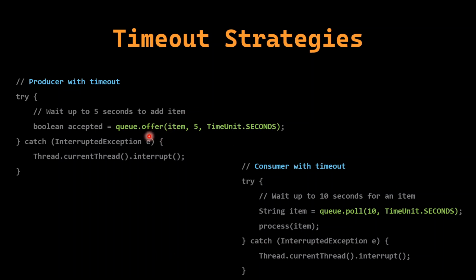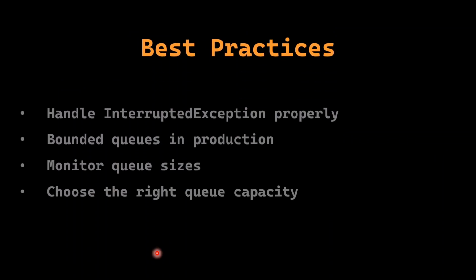Here, with this offer method, you wait up to 5 seconds to add an item. And with this poll method, you wait up to 10 seconds for an item. Now, let's discuss some critical best practices. First, always handle InterruptedException properly by restoring the interrupt status. Second, use bounded queues in production to prevent memory exhaustion from queue growth. Third, monitor queue sizes in production systems to detect bottlenecks.